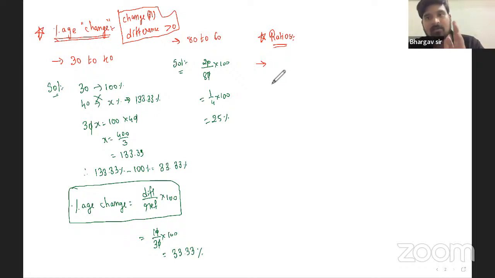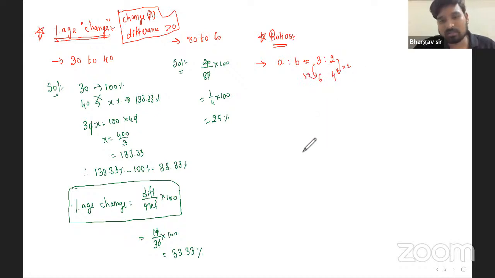Ratio is basically the comparison of similar quantities. For example, if I say A is to B is equal to 3 is to 2, this is the ratio symbol. It means that if the value of B is 2, then the value of A should be 3. Or if I say the ratio of the number of idlis they can eat for breakfast: if B can eat 2 idlis, that means A can eat 3 idlis. Right? If B can eat 4 idlis, then A can eat, this was multiplied by 2, so this also has to be multiplied by 2, that will be 6. Okay, but it always has to be expressed in the simplest form.